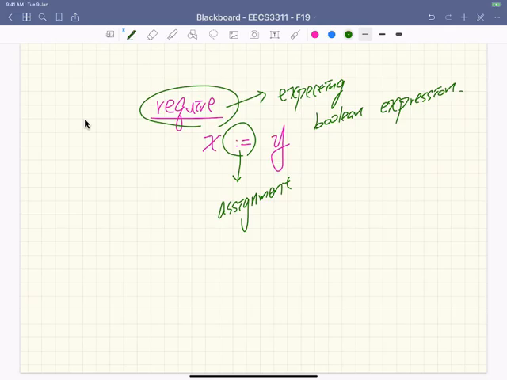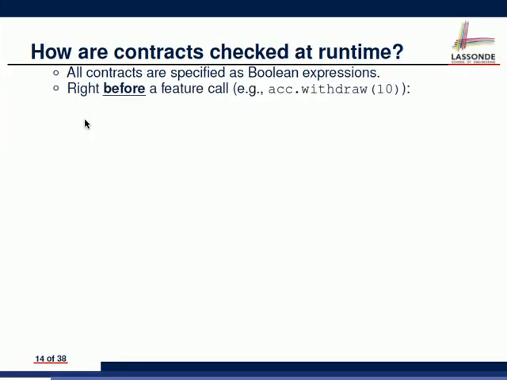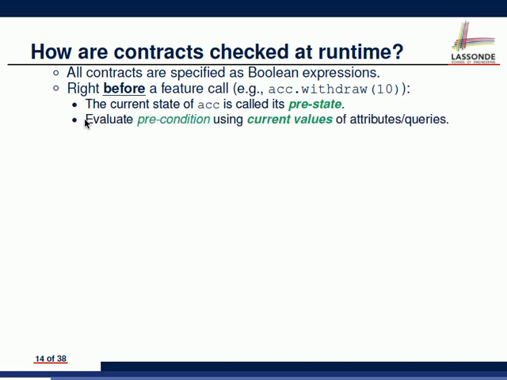Okay, so after this, let's talk about something else. Now just go over this point quickly. Every time before a particular feature call, we call the current state a pre-state, right? Pre-state versus post-state. And then we want to evaluate the precondition. Evaluating the precondition is very easy. There's no old keyword. Just evaluate whatever the input value is and whatever the attribute value is.